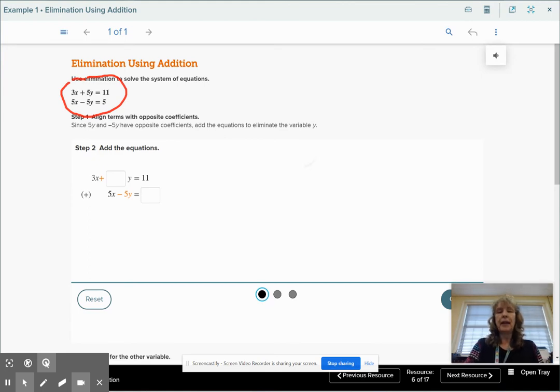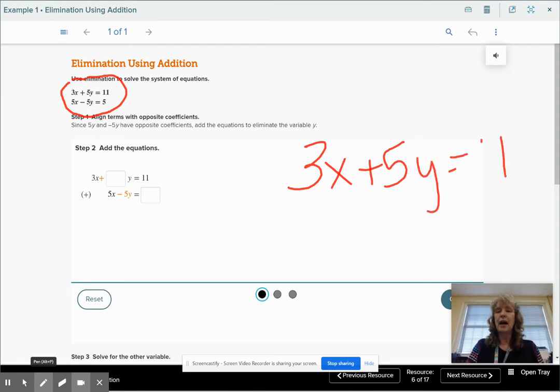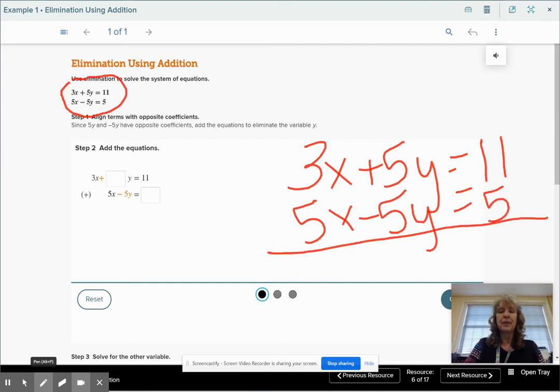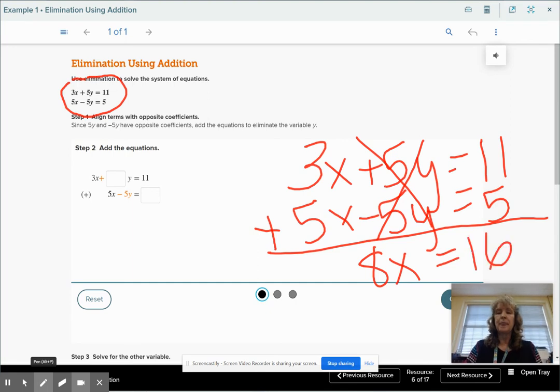I'm going to do it up and down because it's easier for me to follow and see. They do it side to side, which is fine, but I always find it's easier to see what you're doing if you can visualize it up and down because it's nice and organized and everything's where it's supposed to be. So they want you to add them together. So this is going to eliminate, and you're left with 8x equals 16. And then, of course, divide both sides by 8, and you're left with x equals 2.